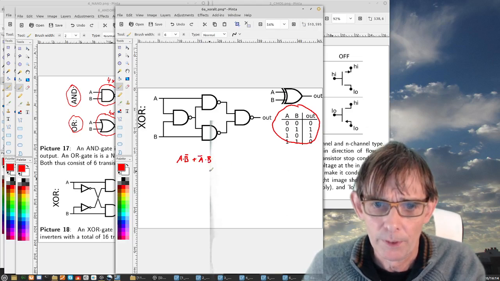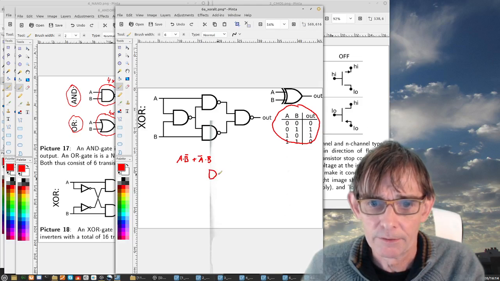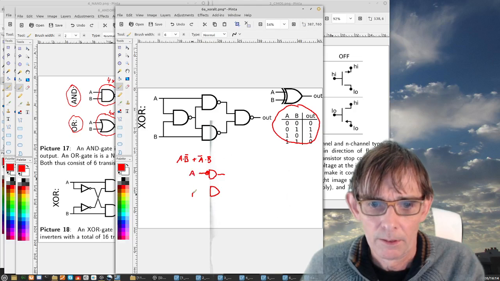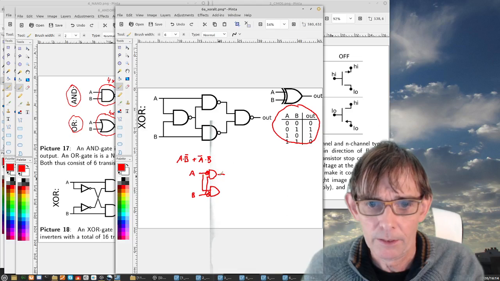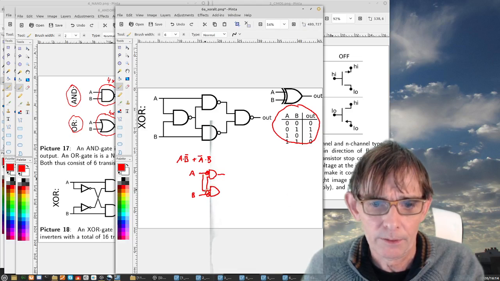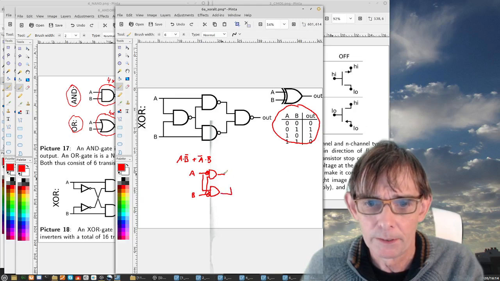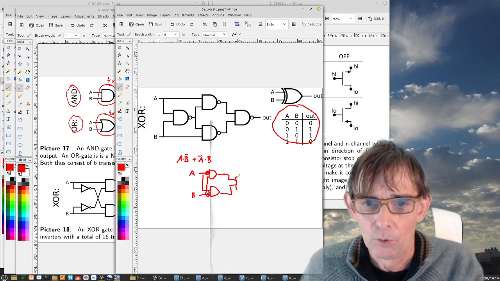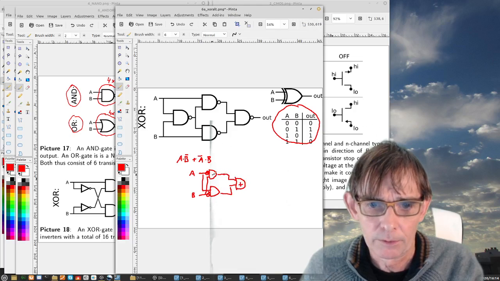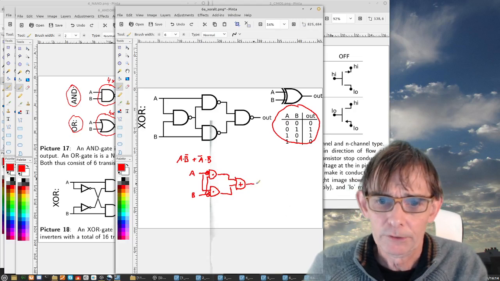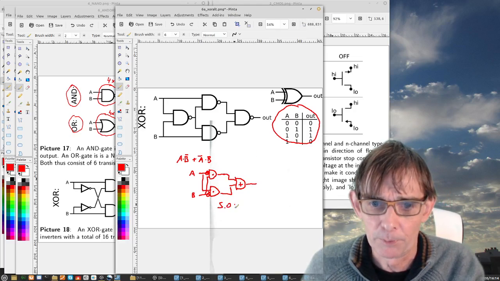So what did we have? We had this AND, here we had not A, here we had not B, and then this one went to here, and this one also went to here. So this top one is not A and B, and this one is A and not B, and then we made them into an OR gate. So this was then the implementation of sum of products.